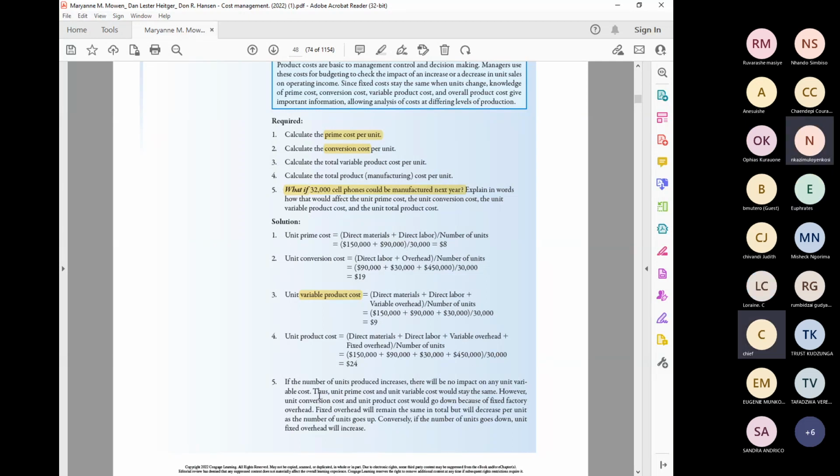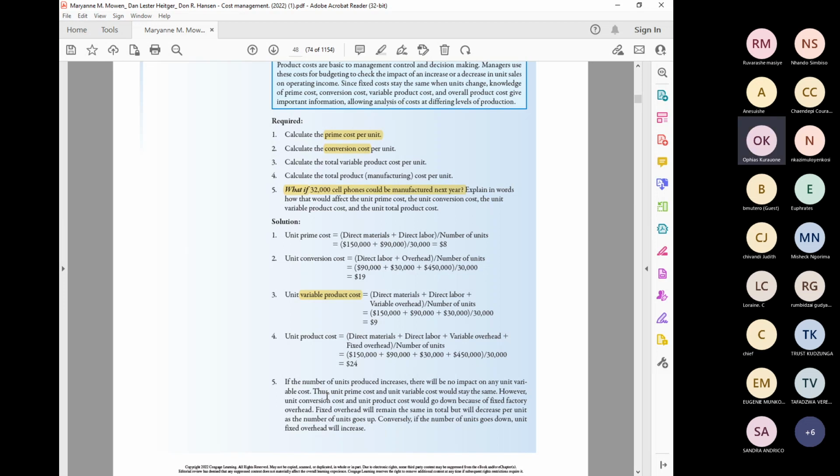If the number of units produced increases, there will be no impact on any unit variable cost. Thus, unit prime cost and unit variable cost would stay the same. However, unit conversion costs and the unit product cost would go down because of the fixed factory overheads. Fixed overheads will remain the same in total, but will decrease per unit as the number of units goes up. Conversely, if the number of units goes down, unit fixed overhead will increase.